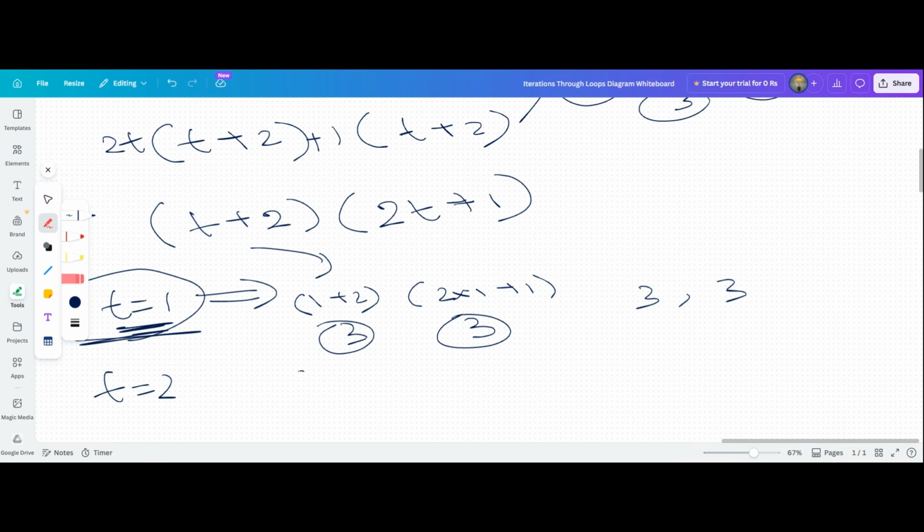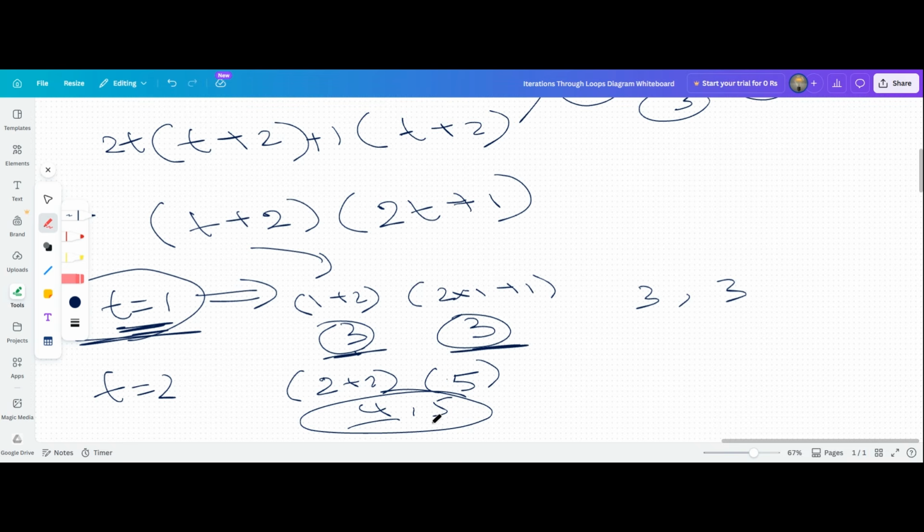If you didn't understand this, I'll show you. t is equal to 2. It will be 2 plus 2, which is 4, and the other one is 2 into 2 is 4, 4 plus 1 is 5. So 4 and 5. The factors increase because here there is a plus. When t increases, these two factors also increase. So the minimum number it can take is 3.